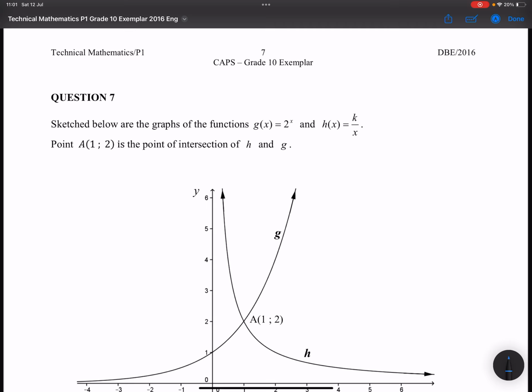So we are looking at the exemplar question for technical maths. It was published in 2016. Some really interesting questions. So let's take a deep dive into it.